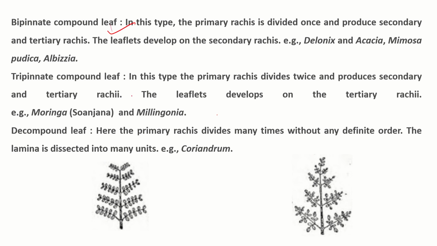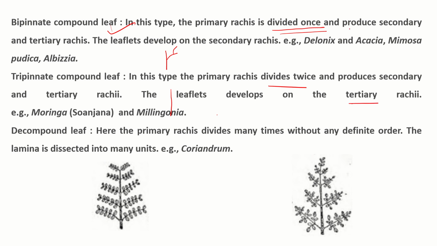So this was bipinnate. In bipinnate, the primary rachis will be there, then it will be divided into secondary, then tertiary, like this it happens. In tripinnately compound leaf, in this type the primary rachis divides twice. Here the primary rachis divides only once. And here the primary rachis divides twice and produces secondary and tertiary rachis. The leaflets develop on the tertiary rachis.